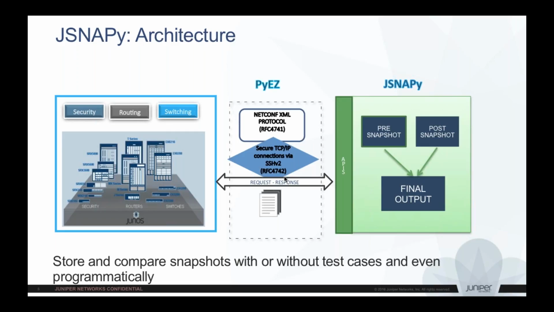JSNAPy in Python can be used to take snapshots of the device status. These snapshots can be used directly or in comparison. They can be used with or without test cases. The snapshots can be compared across timelines to monitor changes in configuration or operational state.